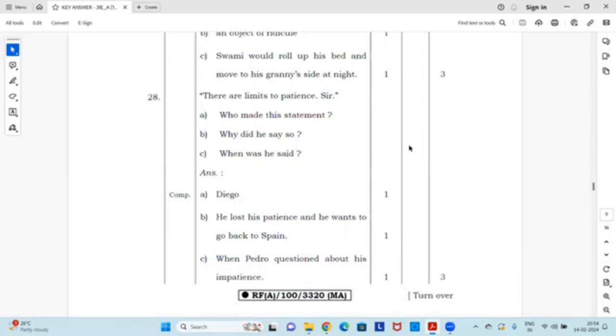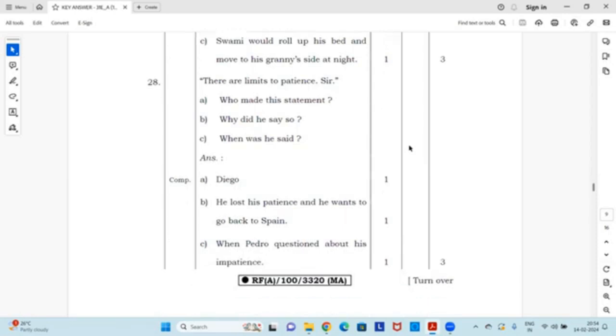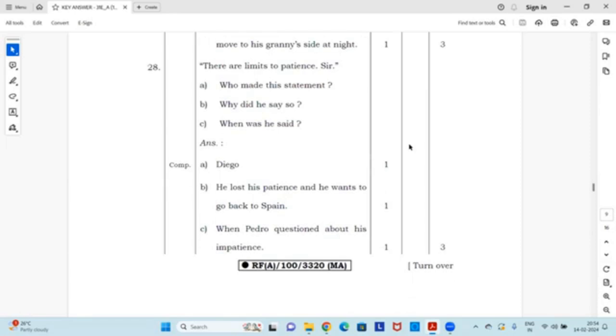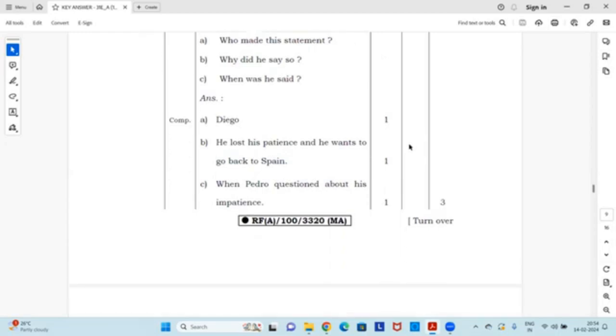It was made by Diego. Why did he say so? Because he lost his patience and he wants to go back to Spain. Then when was it said? When Pedro questioned about his impatience. So is this given very clearly? The answers are also written.